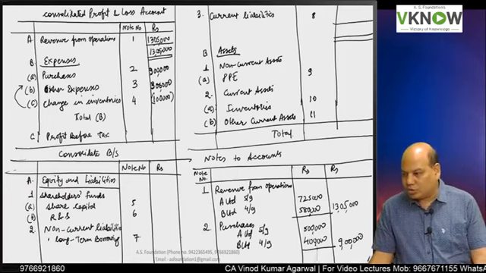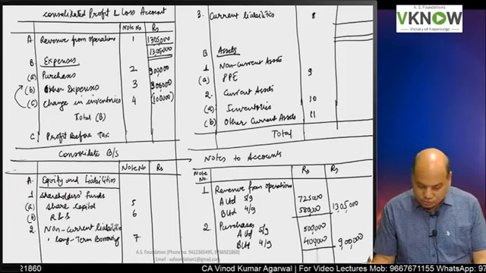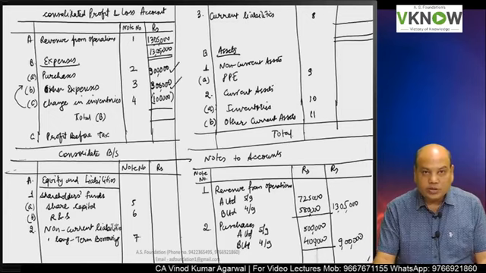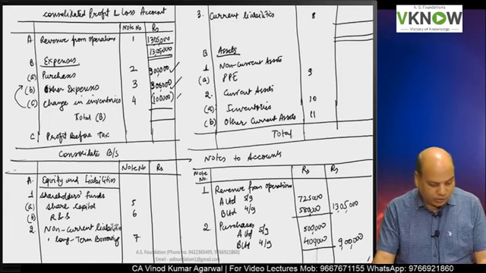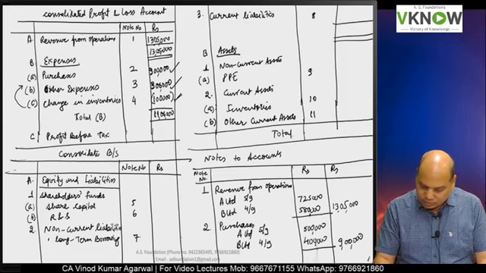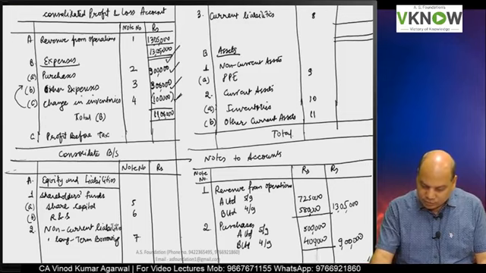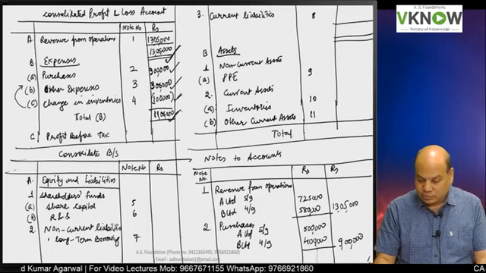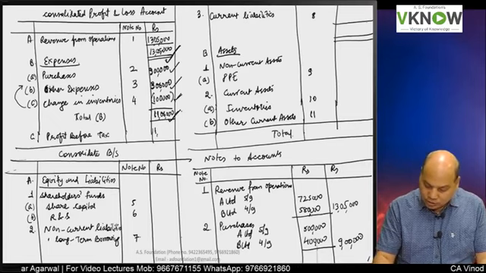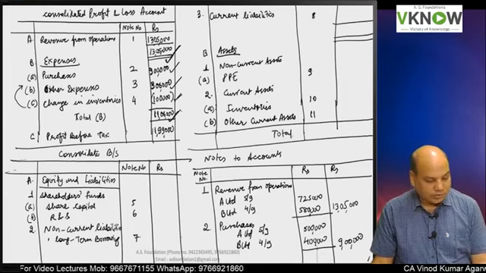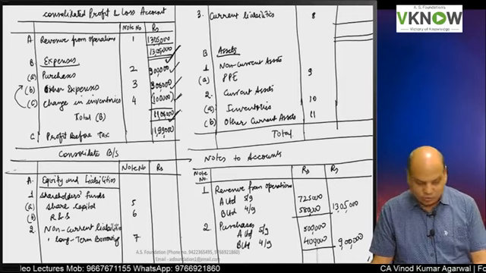Opening stock is 0, closing stock is 1 lakh. Opening stock minus closing stock. Total of point number B will be 9 lakh plus 3 lakh 6,000 minus 1 lakh. So that comes to 11 lakh 6,000. And then profit before tax will be 13 lakh 5,000 minus 11 lakh 6,000, and that comes to 1 lakh 99,000. So profit of this venture is 1 lakh 99,000.